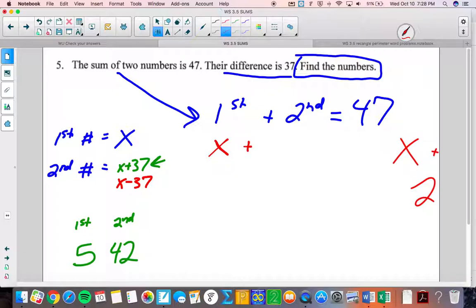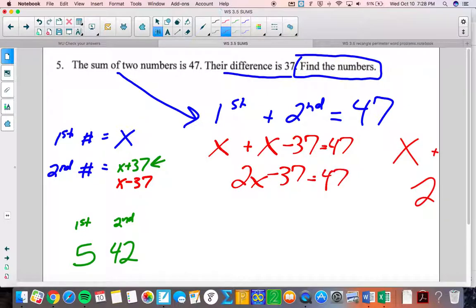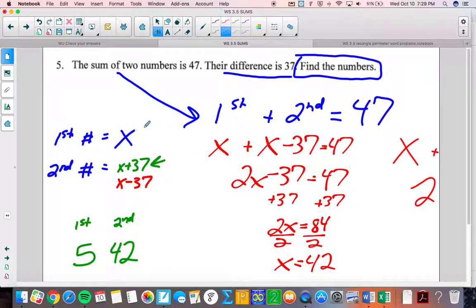x plus x minus 37 equals 47. So we get 2x minus 37 equals 47. Now we add 37 to each side to solve for x to undo that. So now we get 2x equals 84. Divide by 2, x equals 42. So now I'm saying x equals 42.